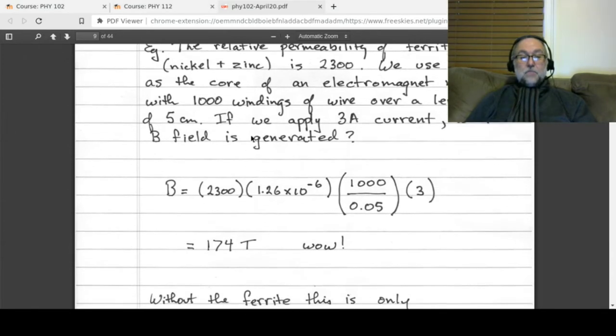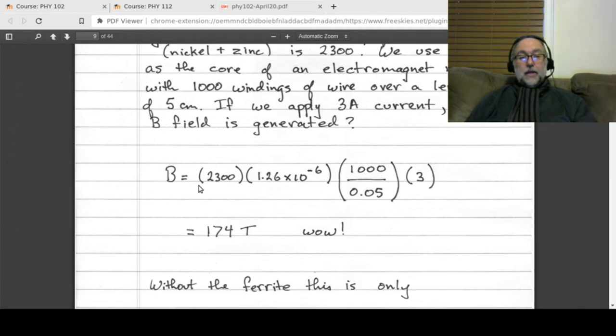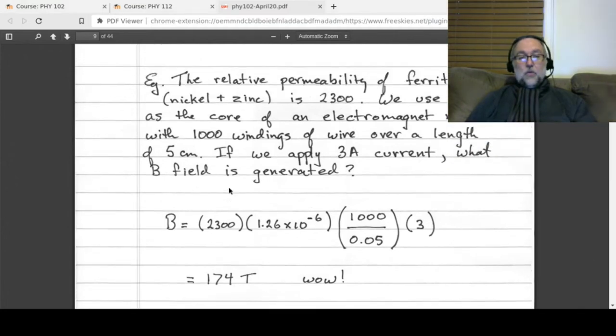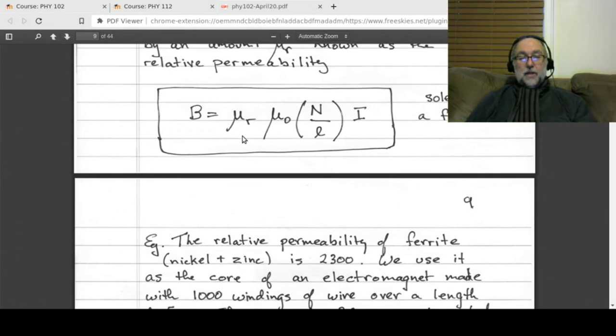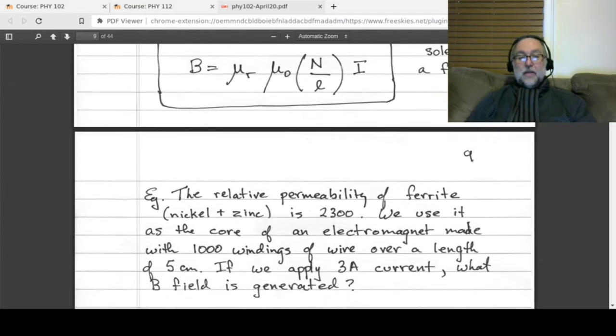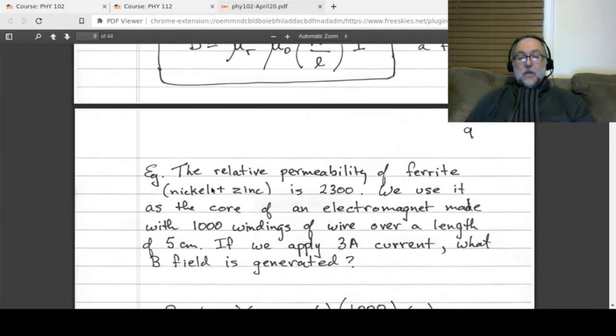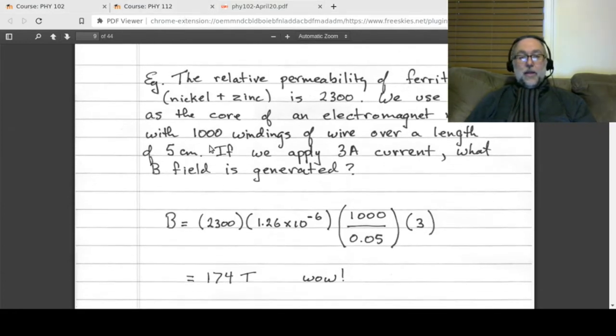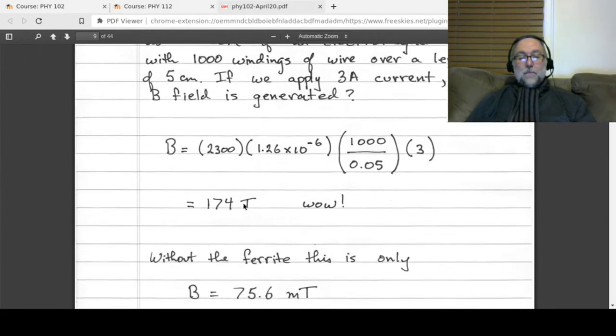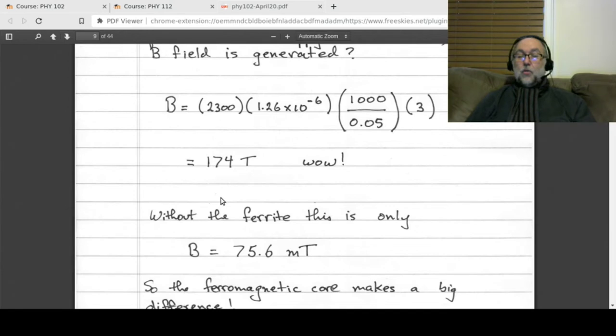And it's kind of surprising. So here we go. I'm just plugging into this equation right here. For mu r, we're going to plug in 2,300. For mu naught, we're going to plug in the value that I gave you earlier. For n divided by l, n is the number of windings, which is 1,000, and l is 5 centimeters. And I is going to be 3 amps. So it's a very simple little formula, and we plug in, and we get a whopping 174 Teslas. That is quite extreme.